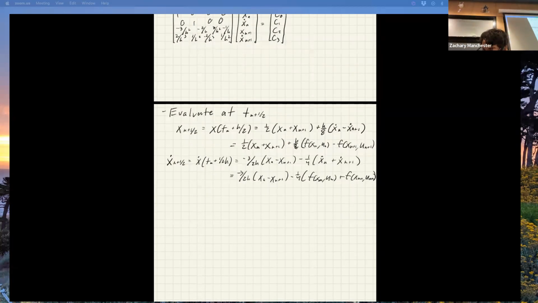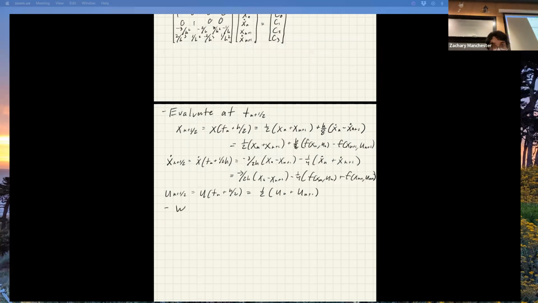And then the controls, we're doing linear interpolation, so that's super easy. So I get uk plus a half equals u at tk plus h over 2. And this is just the average of the uk's, because it's linear interpolation. Okay, so now I have all the pieces that I need.